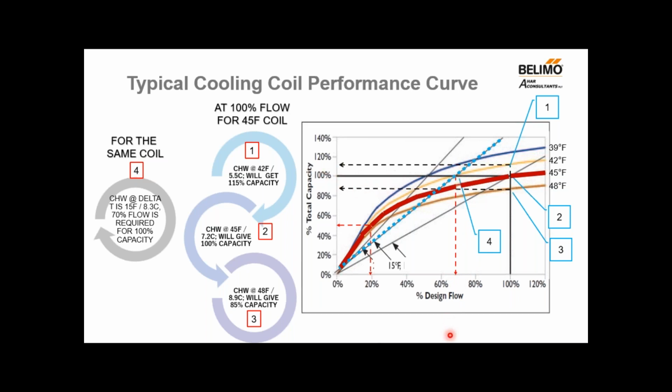Now, the coil characteristic is not linear. For example, at 20% flow, the coil capacity is 50%. Imagine if you oversize this coil and the actual load is lower than 50%. You may get the valve hunting as the flow is lower than 20% of the rated flow.